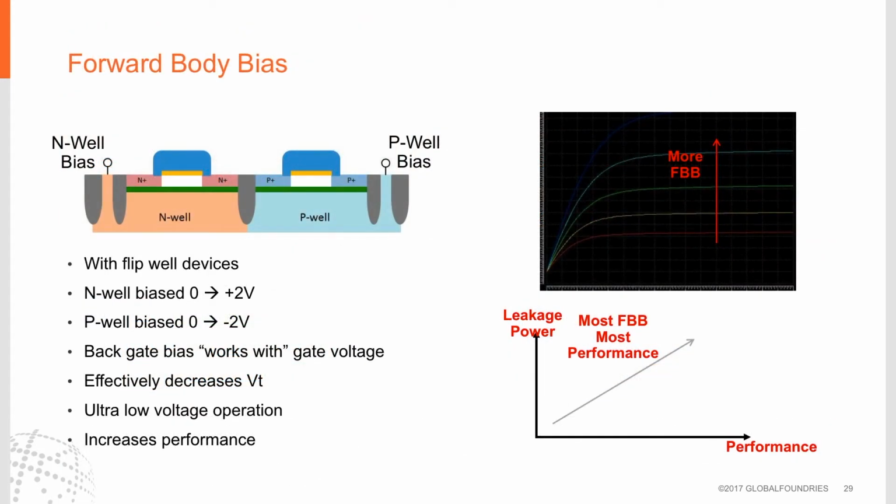Forward body bias uses flip well devices. In this case, we see examples of an N well with an N channel device and a P channel device sitting over a P well. For forward body bias, the N well cannot go below ground for the N channel device. It ranges from 0 to plus 2 volts, and the forward body bias for the P channel device ranges from 0 to minus 2 volts.